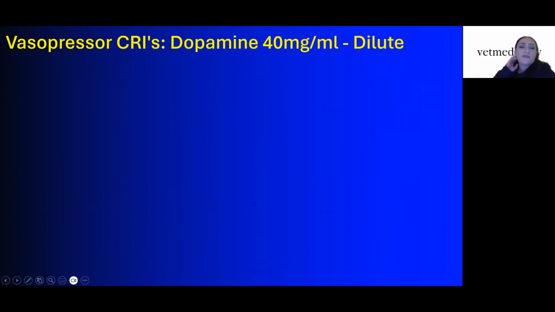All right, so vasopressor CRIs. This is going to be for dopamine, 40 mg per mil dilute.